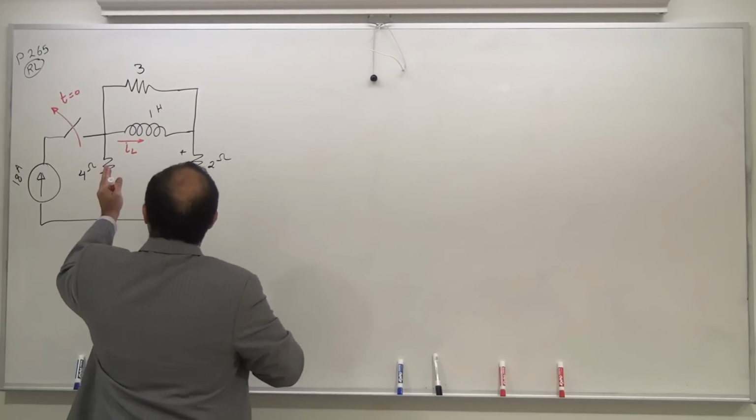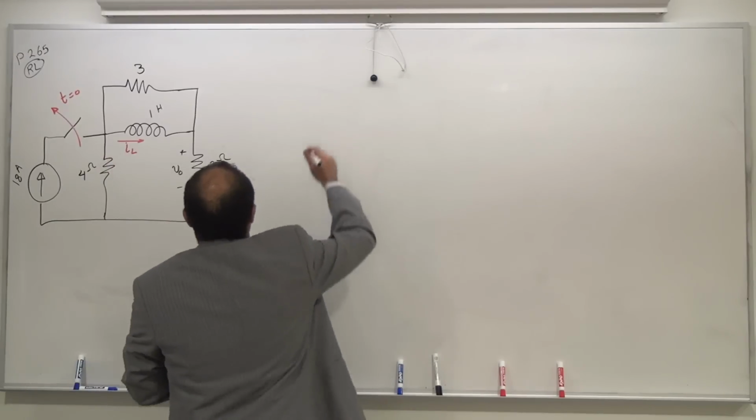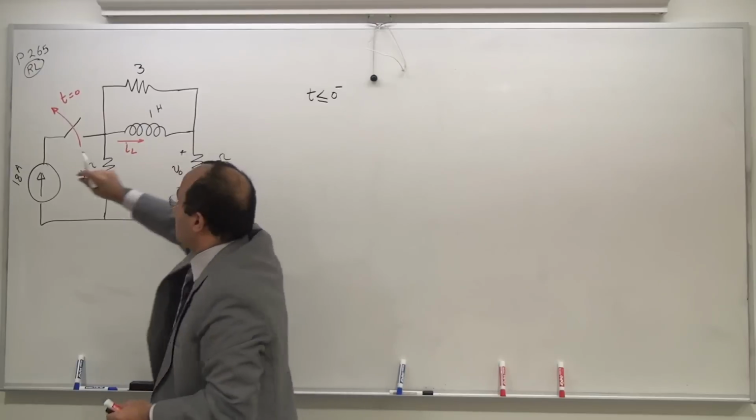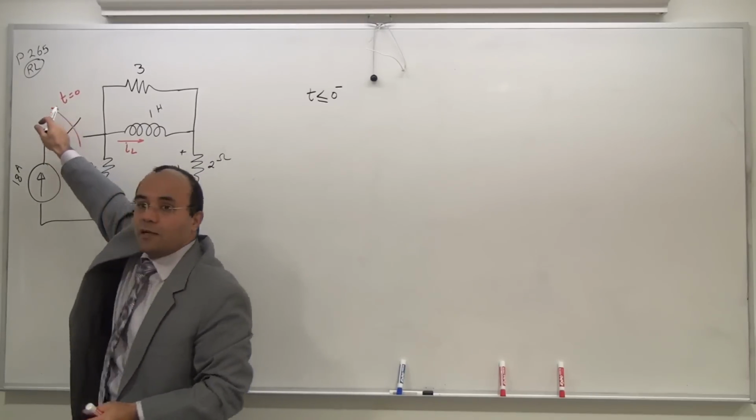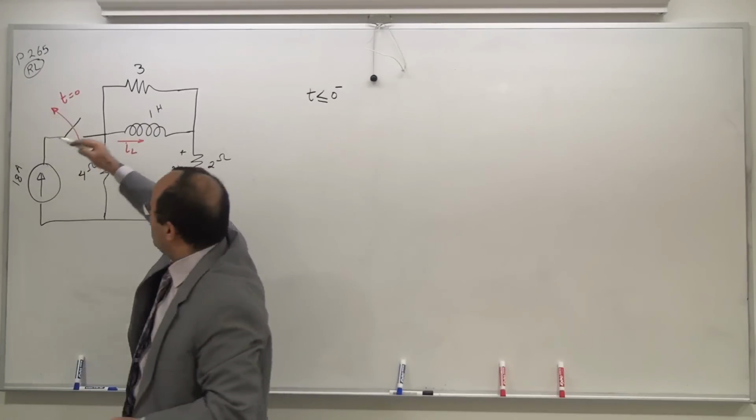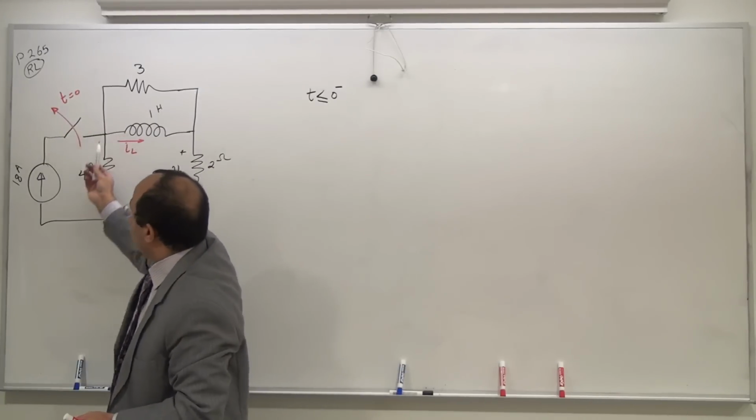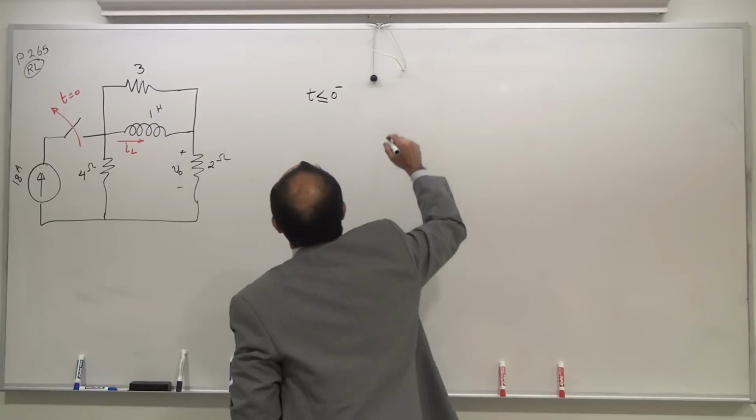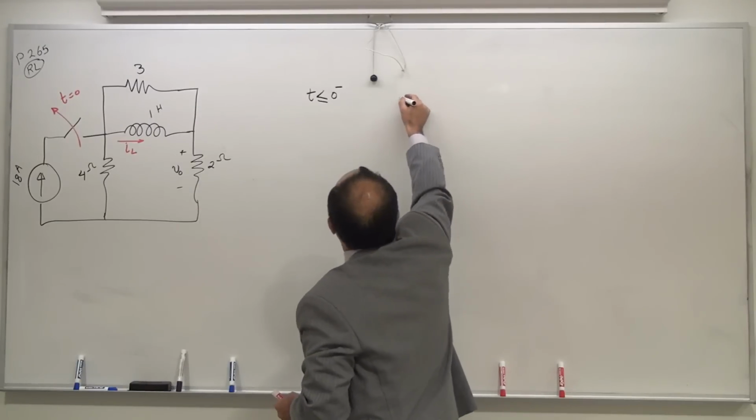Give me the two topologies before and after the switching event. So for t less than or equal to 0 minus. By the way, my critical point is noted on the switch: t is equal to 0. The switch has been closed for a long time, and then the switch opens. That's the way the door is going to open. For t less than or equal to 0, the switch is closed.